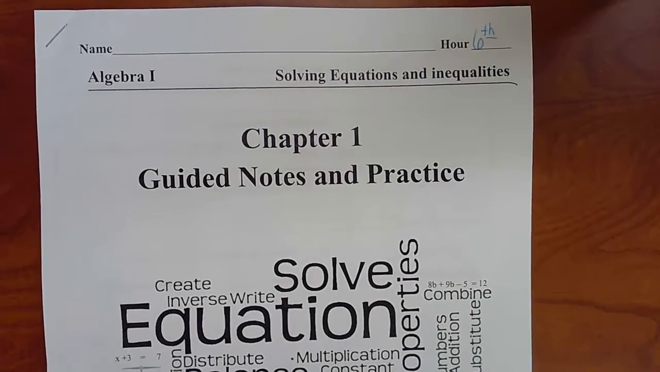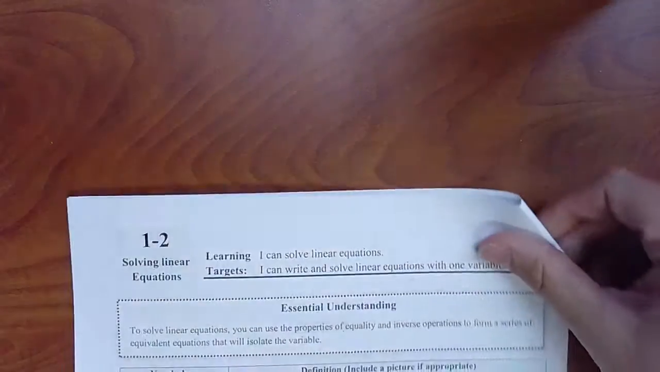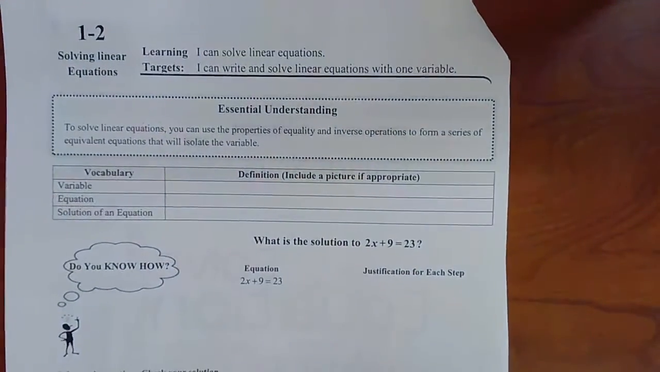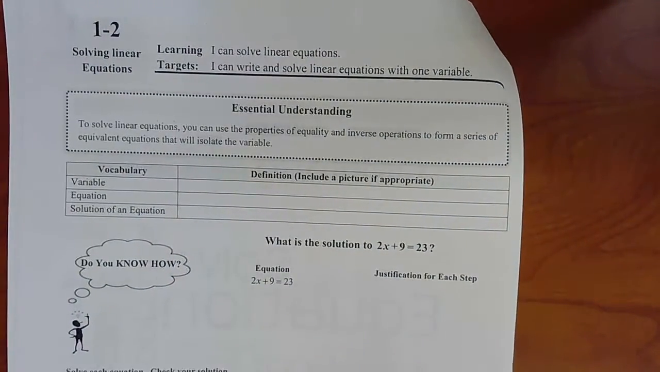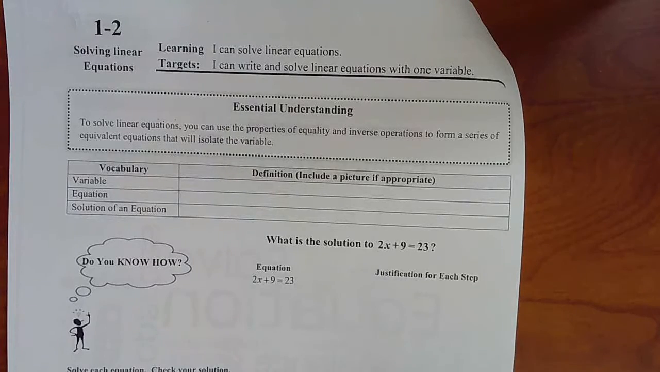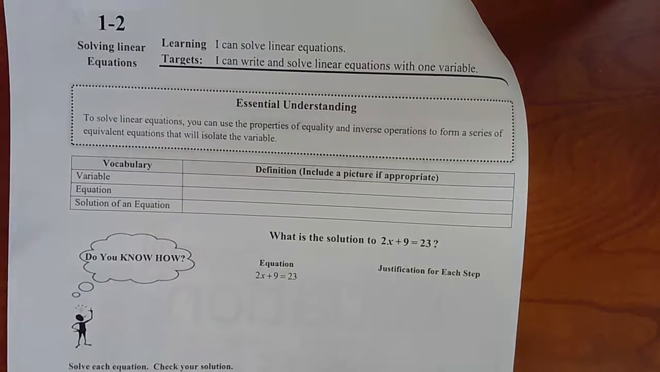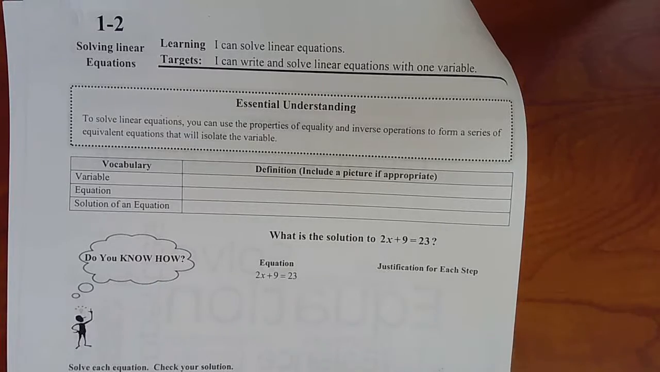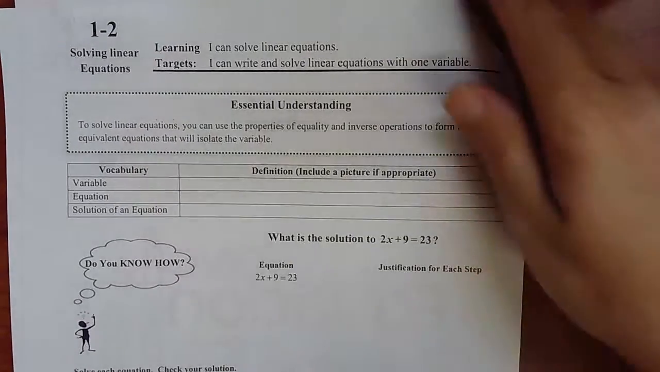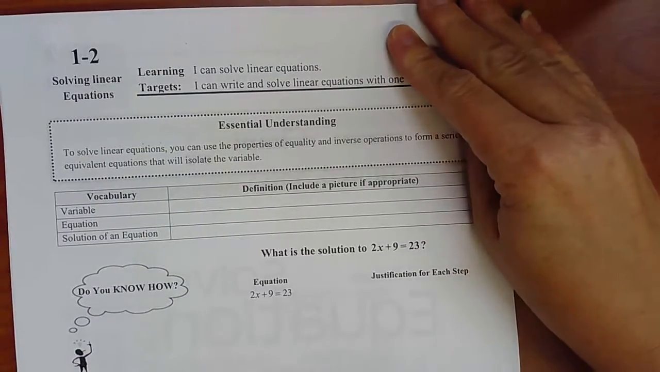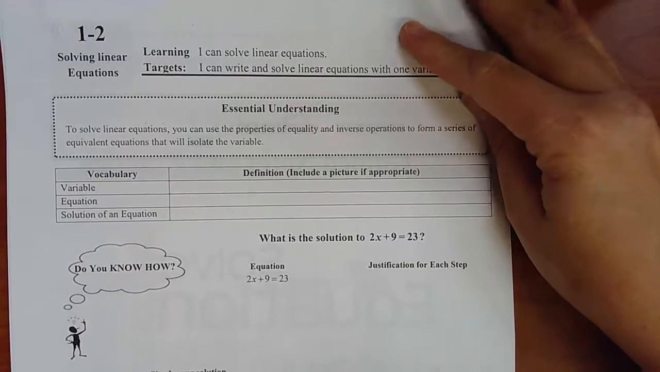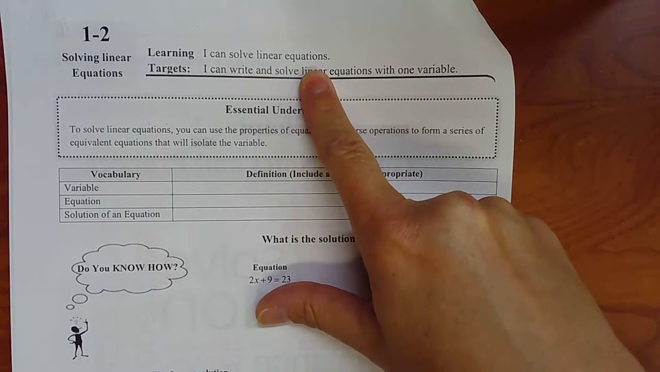So on the second page, we are starting in section 1-2. So we completely skipped 1-1, and we're just going to jump to 1-2. And we start out by talking about the difference between linear expressions and linear equations. So we are going to be solving linear equations, not linear expressions.